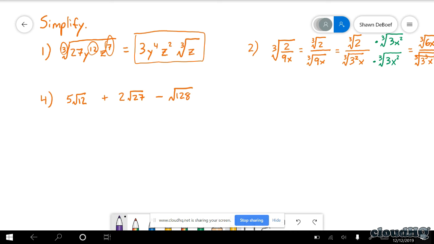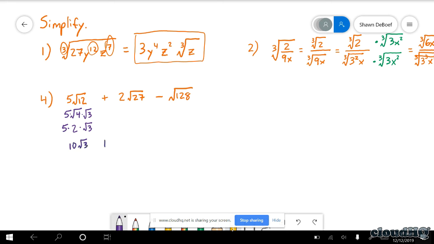Let's start with the square root of 12. How can I break down the square root of 12? Square root of 4 times the square root of 3. Square root of 4 is 2. So in total, I get 10 square roots of 3.